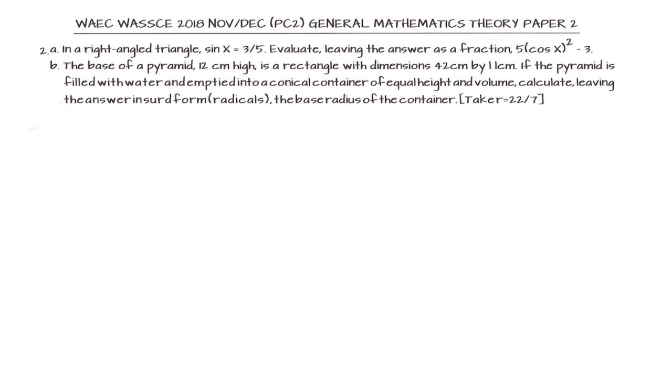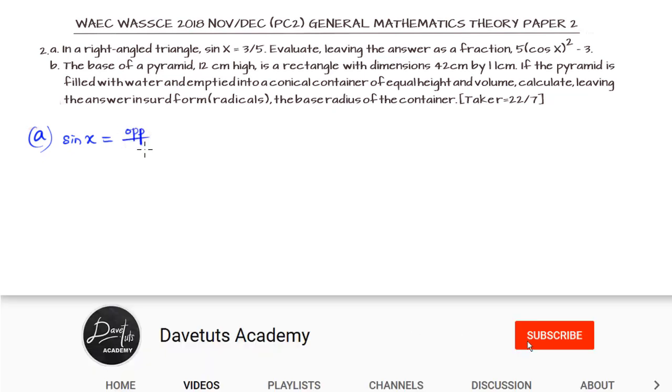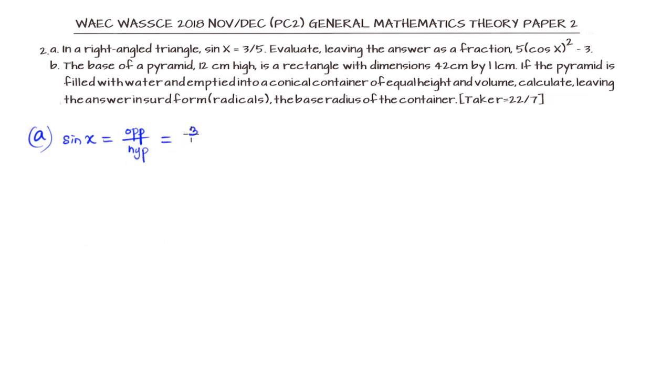Now, question number 2a. In a right angle triangle, sin x is 3 over 5, and we have to find 5 cos x squared minus 3. Now, when we are given sin x is equal to 3 over 5, we know sin x is opposite over hypotenuse, that's sine. So meaning that our opposite is 3 and our hypotenuse is 5.